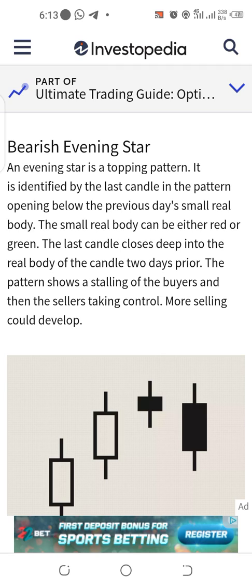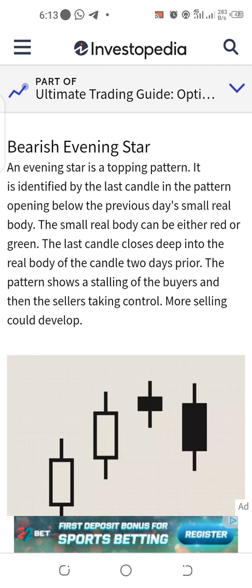That one is called an evening star, not just that one. But the next one opens again at that same place, then the real body of that candlestick closes very deep into the opening of 2 days before. That's what he said. If I read it again, he said it is identified by the last candle in the pattern opening below the previous day's small body.